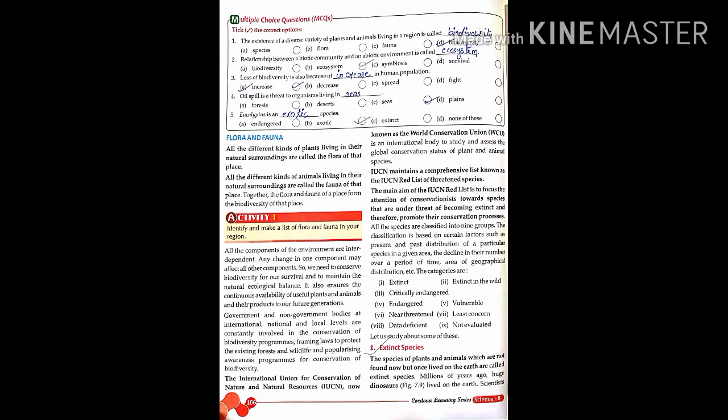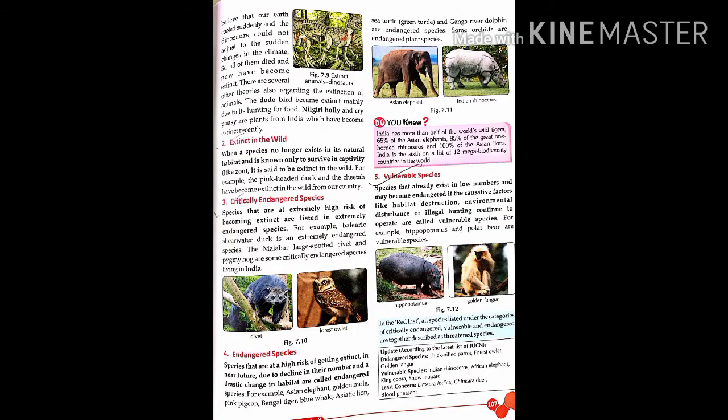Many topics we have already completed, like endangered species and endemic species in the previous part. The remaining topics we are going to discuss in this chapter are extinct species, critically endangered, near threatened, data deficient, extinct in the wild, vulnerable, least concern and not evaluated. These topics we are going to complete in this video. Okay students, now extinct species, what are they?